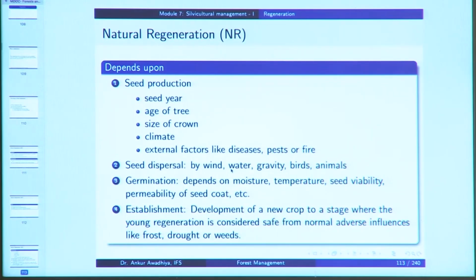And establishment refers to the development of a new crop to a stage where the young regeneration is considered safe from normal adverse influences like frost, drought or weeds.